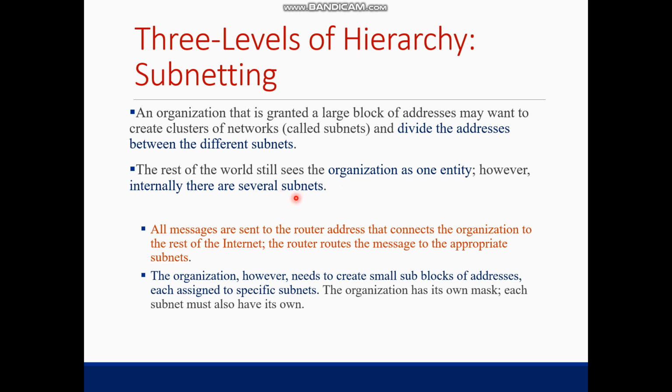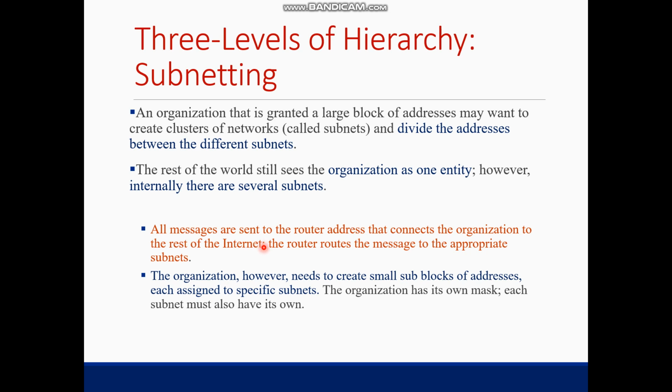So all messages are sent to the router that connects the organization to the rest of the internet. That means any message through any device connected to any subnet in this organization is going to be sent through that router. And when a message comes from outside of the organization, it is given to that router, and that router delivers the message to the appropriate subnet, and then through the subnet the message is given to the particular device or host inside the network.